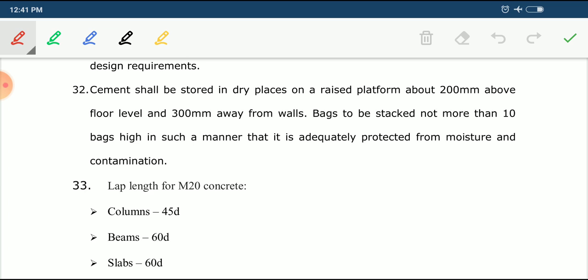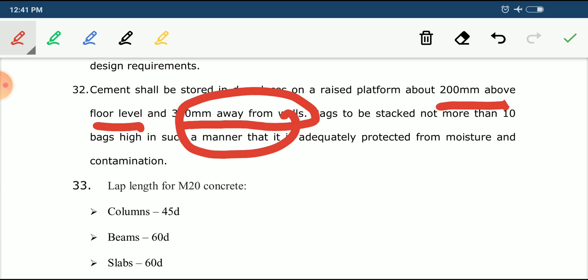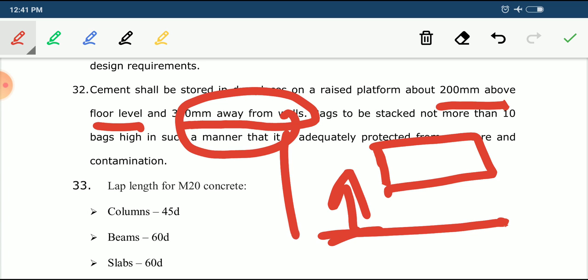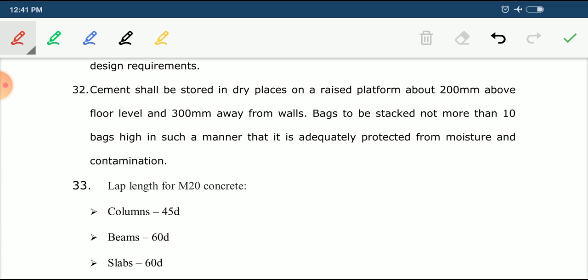Cement shall be stored in dry places on a raised platform about 200 mm above the floor level. You have to remember 200 mm above the floor level and 300 mm from the wall. Bags are stacked not more than 10 bags high, in such a manner that it is adequately protected from moisture and contamination.